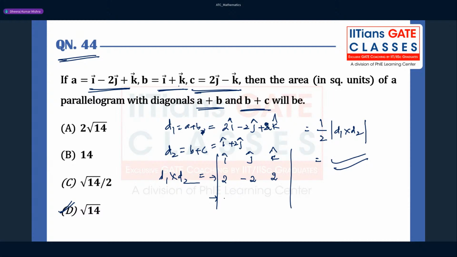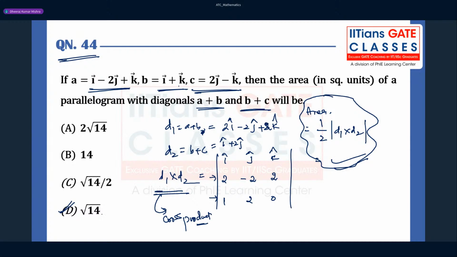And this is going to be nothing but i, j, k, it is 0. Now you can find out this. You have to expand this, so you'll get d1 cross d2. This is nothing but a cross product. Once you get the cross product, the area is going to be this. Please remember this, so the answer will be root 14. I hope this method is okay.